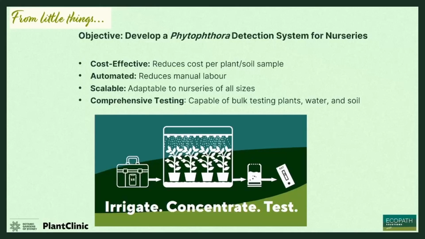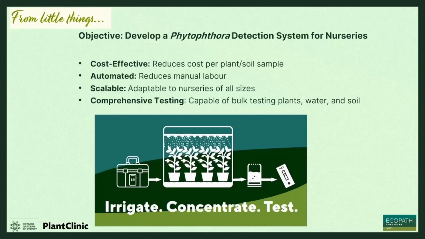Okay, so this is our little thing. So we've been working on this for a number of years now, and we've partnered with EcoPath Solutions to come up with a system for detection in nurseries that meet these 4 criteria. And the first, it has to be cost effective, so it has to be cheap per plant. It has to be automated, scalable, because the industry is obviously enormous, so we need to scale it quickly. And it has to be comprehensive, so capable of testing plants, water, and soil, so all the different sources. And we also hope it can be used for delimiting surveys in national parks.